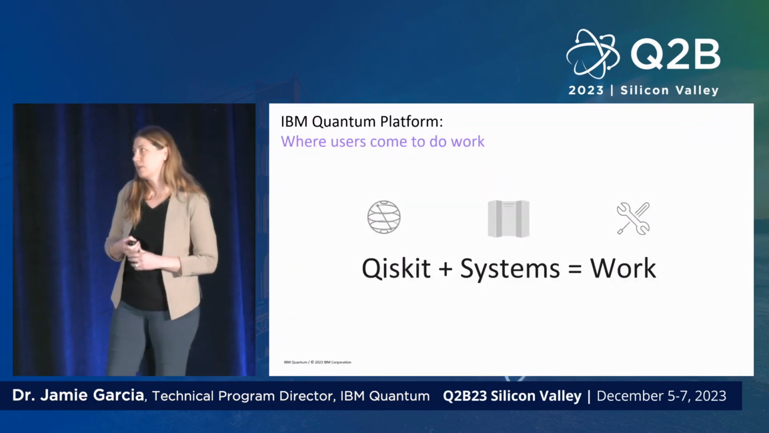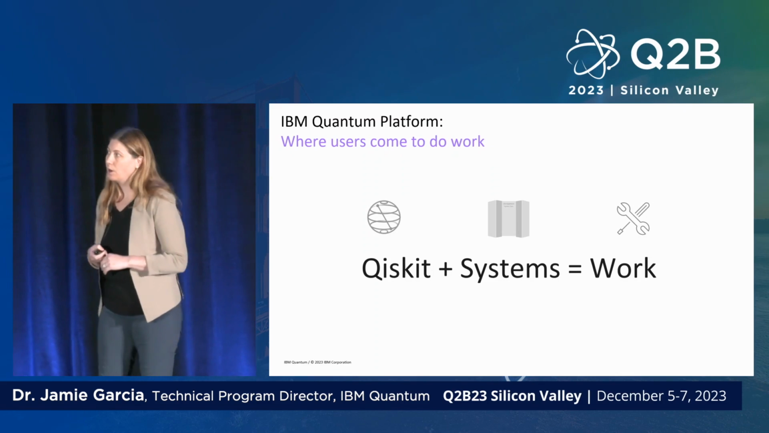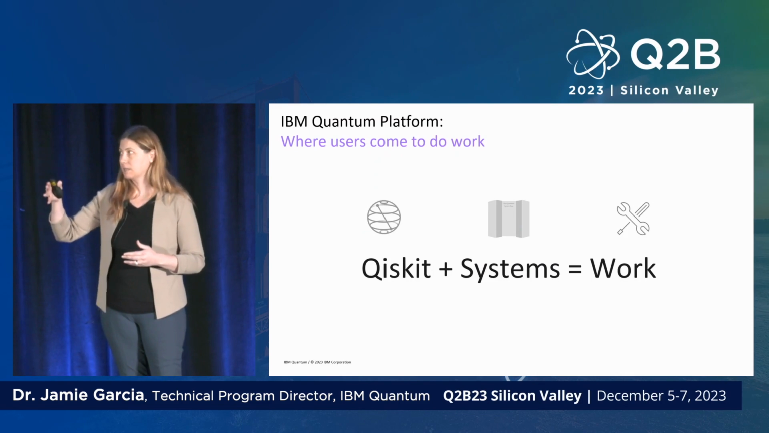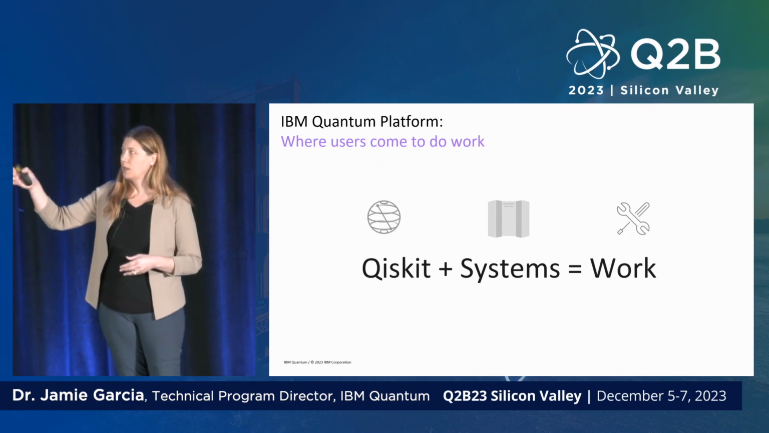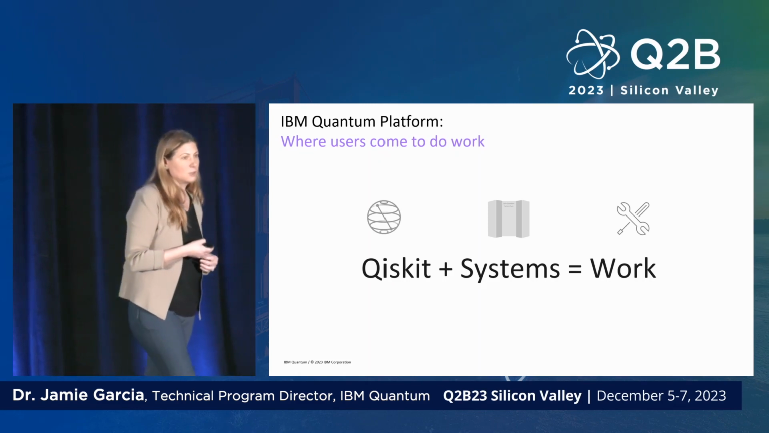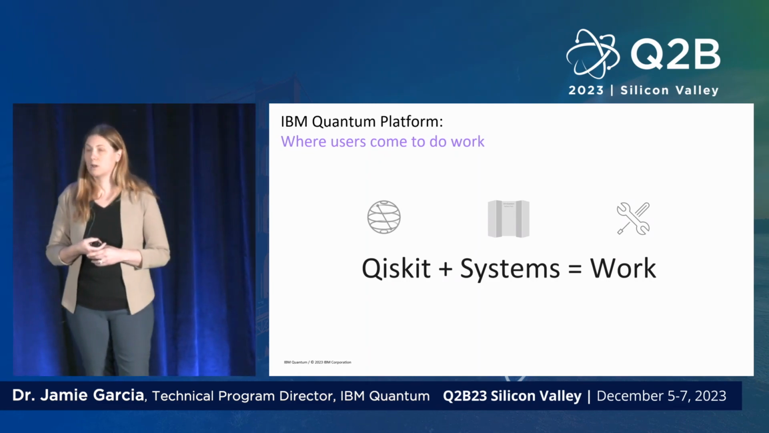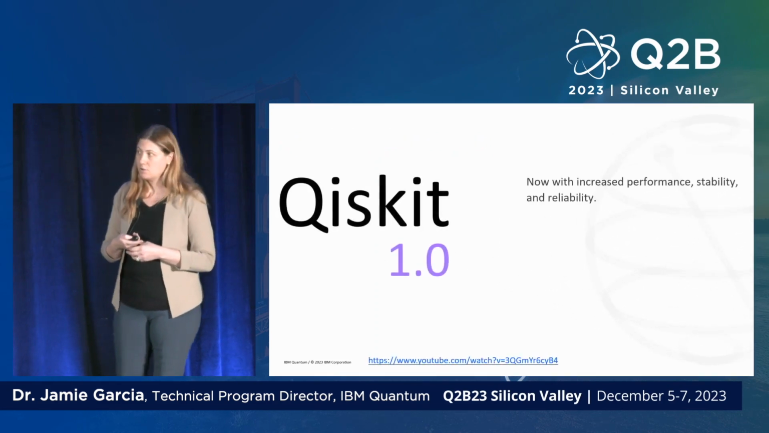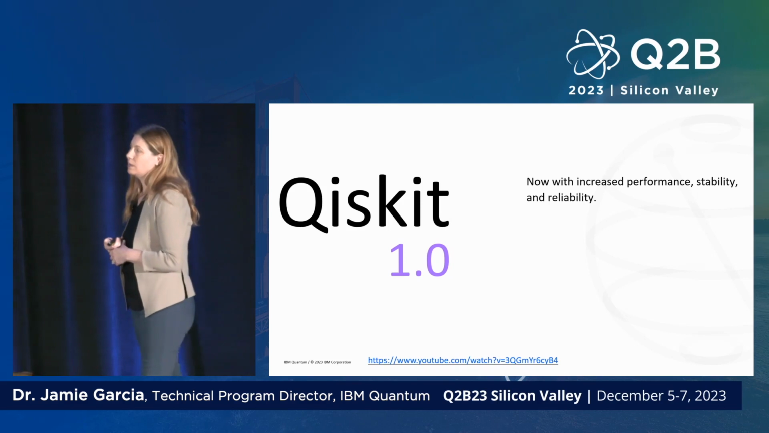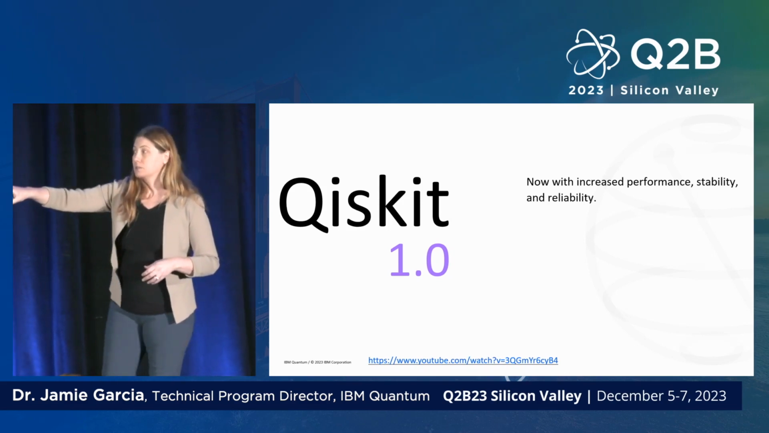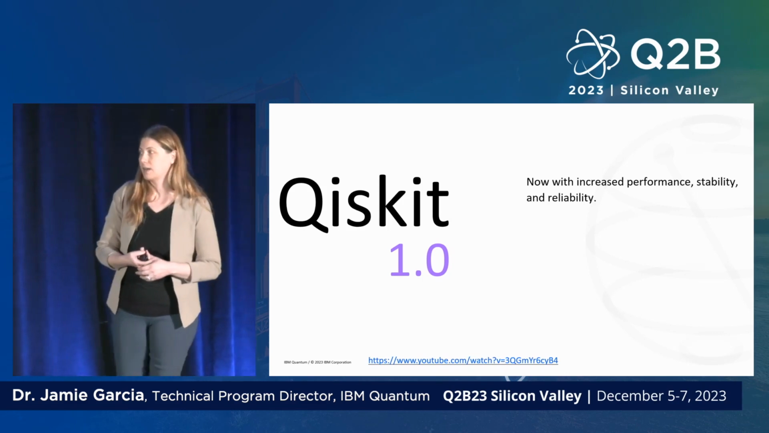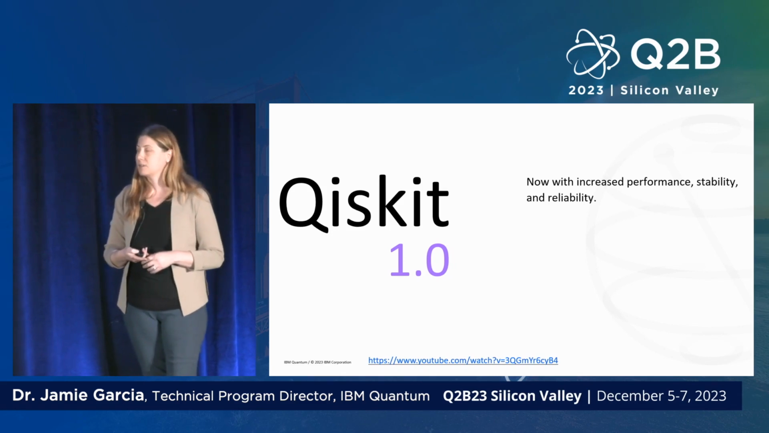We think that it really is going to help us get to the point where you are now in a regime where you can put Qiskit and Qiskit Runtime, Qiskit 1.0, together with our systems, and really start driving some of the work and research that we all want to do, and that we've all envisioned in terms of the potential for quantum computing. So Qiskit 1.0 was announced. It has increased performance, stability, and reliability. Again, this is the link to go check out the talk. They go into much more detail there than I will in terms of the specifics of what has actually improved.